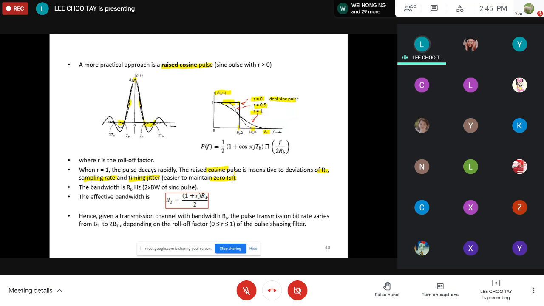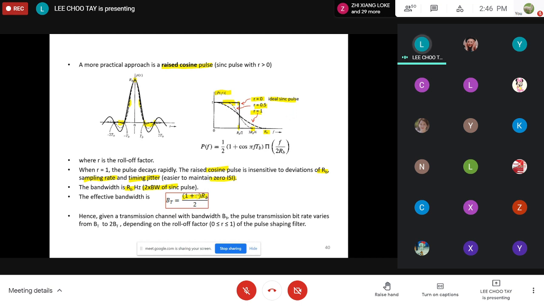The raised cosine pulse is more practical, it's easier to generate, and it has all these benefits. Of course, we pay a price by having two times the bandwidth. The bandwidth now is RB instead of RB over 2, the theoretical bandwidth for sinc pulses. So that gives us the effective bandwidth after pulse shaping of (1 plus R) RB over 2.